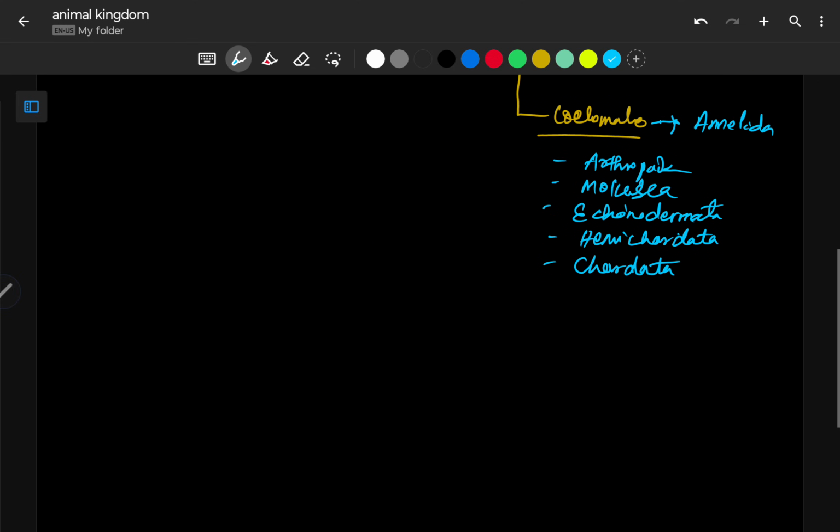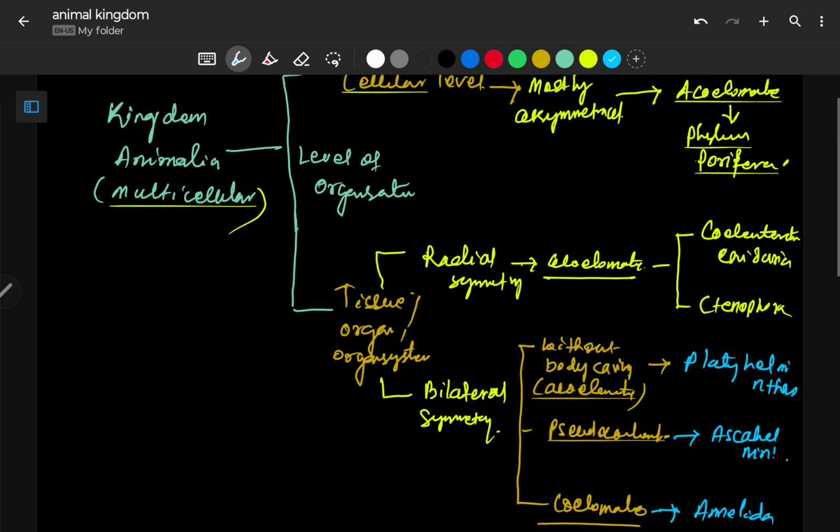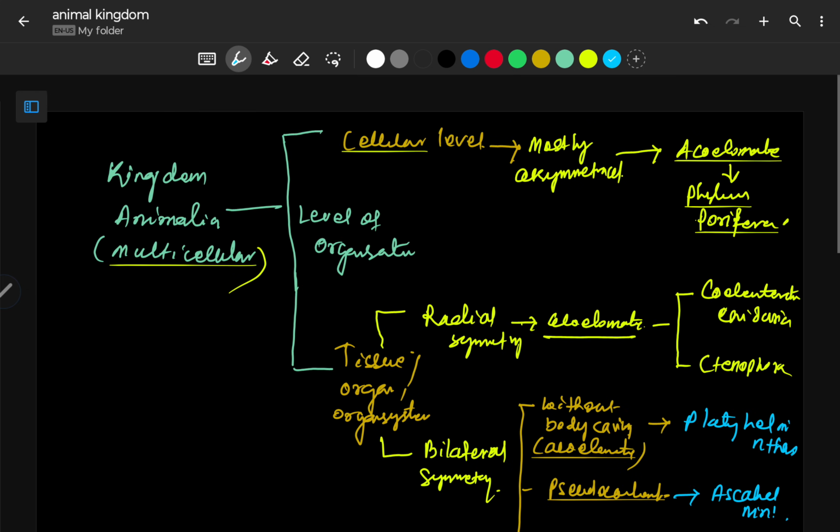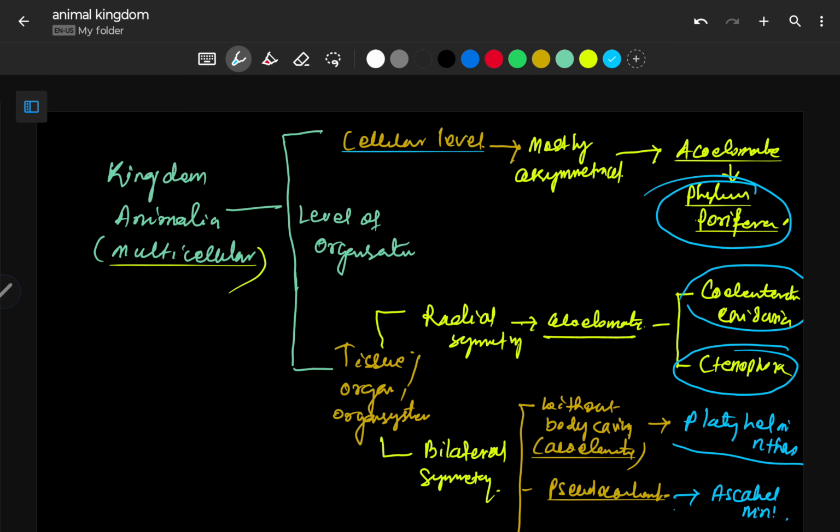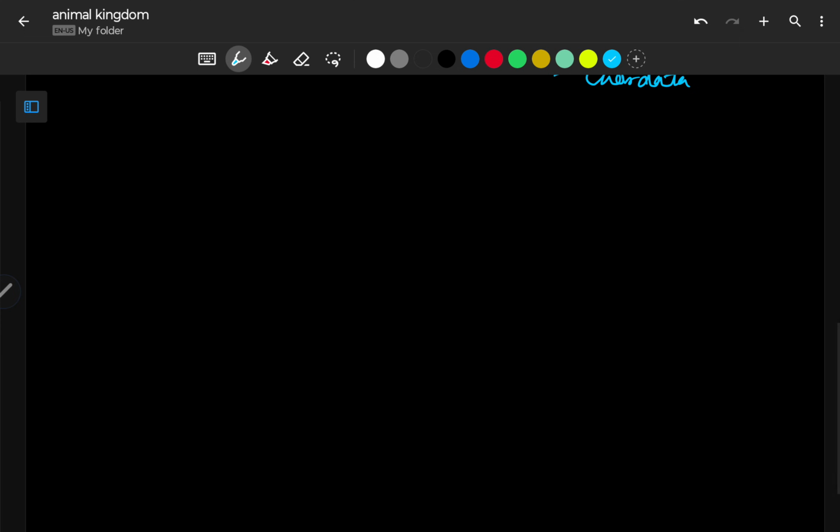Okay, now come to the phylum Porifera. So what is the first phylum? Here I have written, this is having cellular level of organization, and that is Porifera, phylum Porifera. Then we'll discuss Coelenterata, then Ctenophora, and so systematically we'll move ahead. Now come to the first phylum, that is phylum Porifera.